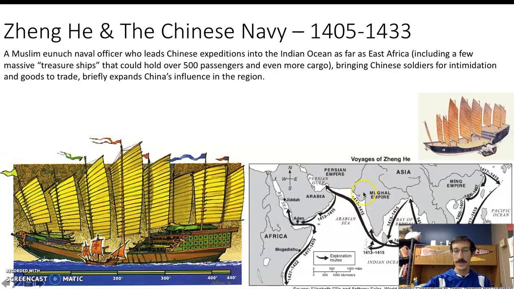They would bring in all these Chinese soldiers for intimidation, as well as goods to trade throughout these parts within the Indian Ocean and East Africa, to also bring the message that, hey, China is no longer weak. We are no longer under Mongol control. We have the ability, because we have gunpowder, but we also can make these massive ships for intimidation. They would bring typically about 30,000 troops with them on these expeditions. Very often they were not actually using the soldiers. They were just bringing them along for that intimidation factor.